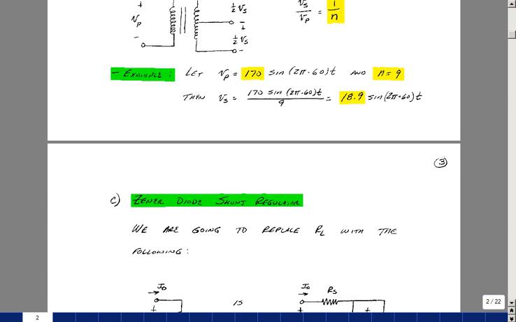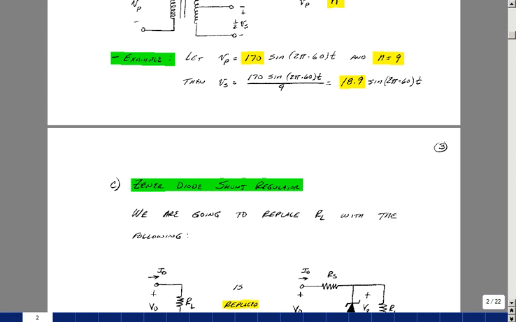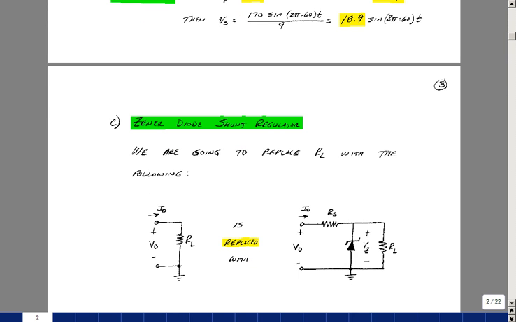Now the ripple that's here, we can make smaller by putting bigger capacitors in, but that gives us larger surges of current, as we talked about in ECE 302. So here's another idea: putting a regulator between the load that we currently have and the capacitor and bridge rectifier.